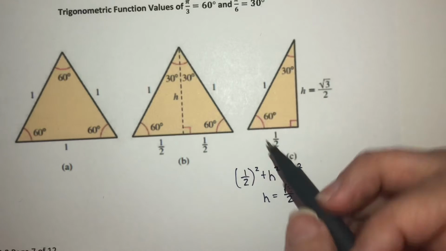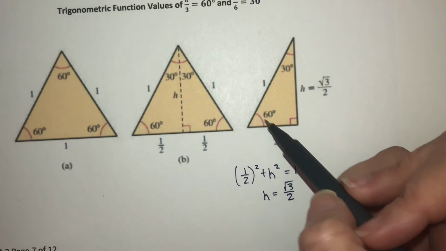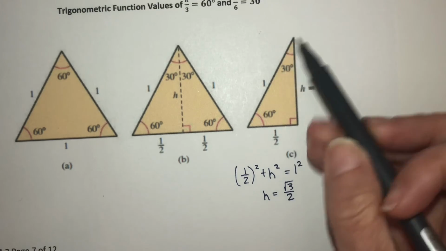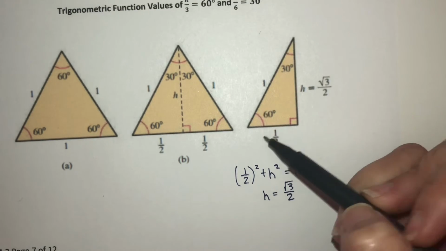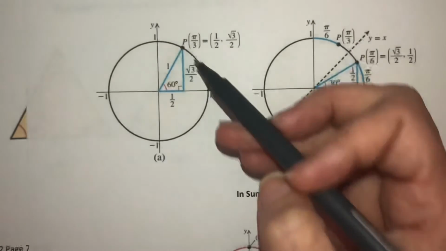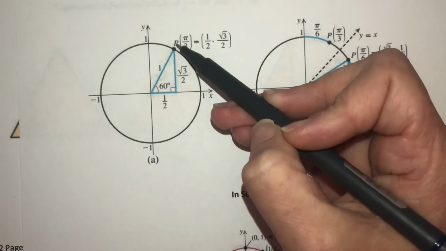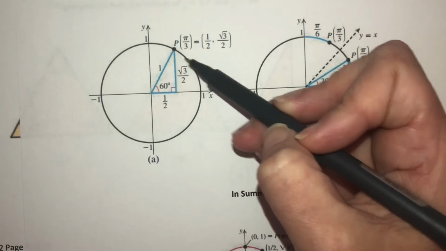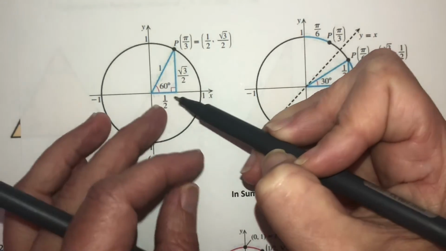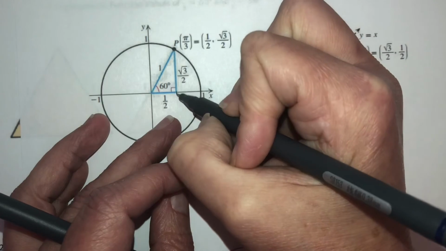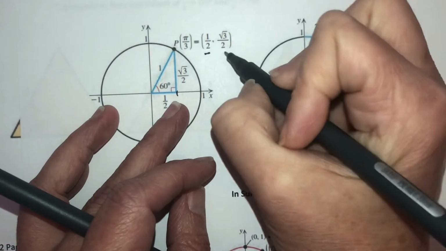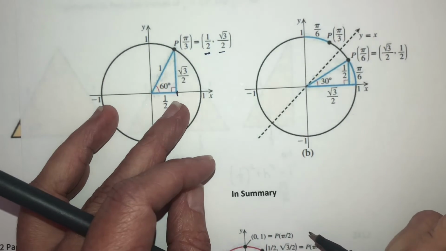Now what we saw here is that the angle of 60 degrees is made up by one side that's 1 and the other side that's 1/2. So if I put that here, the 60-degree angle, the hypotenuse is 1, and here's the 1/2, and this is the height. Now we know that this would be our x value, and this would be our y value, which is where these two values come from.